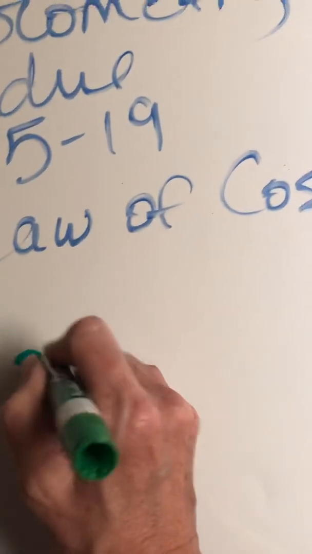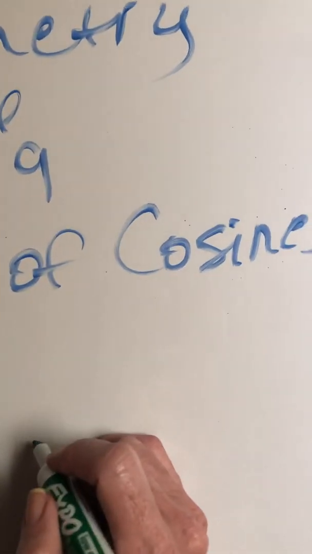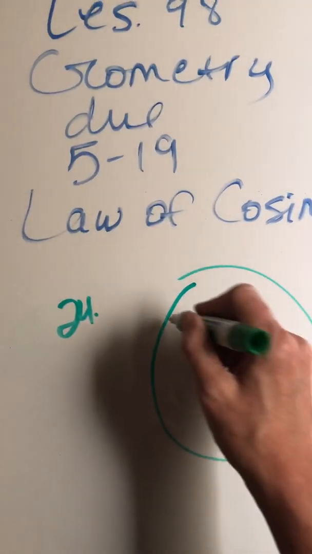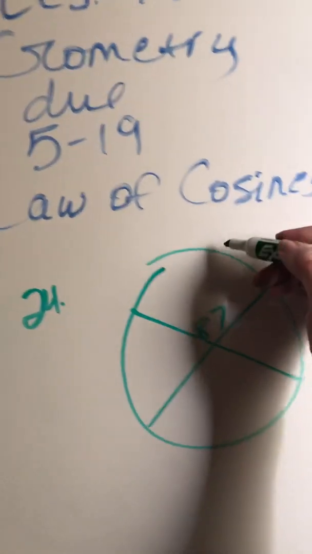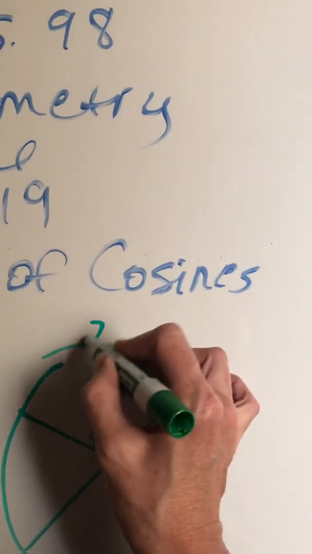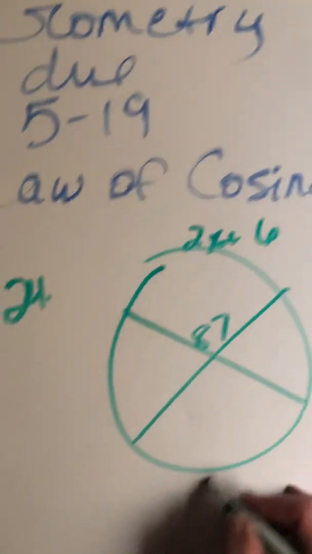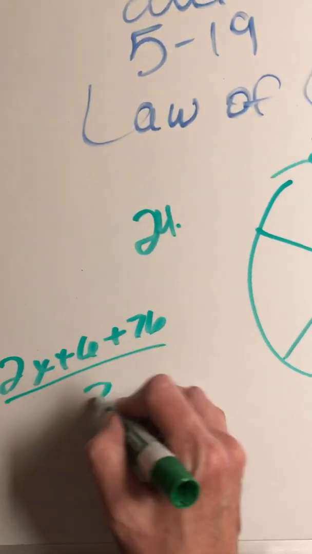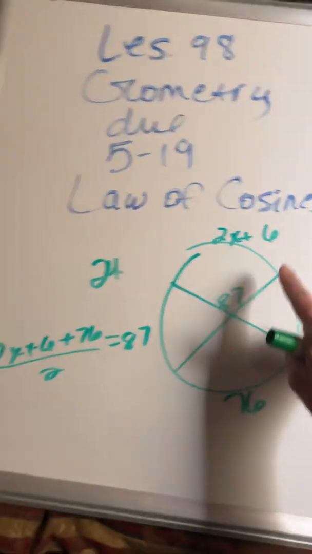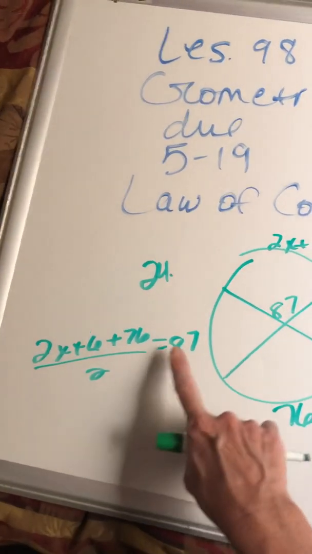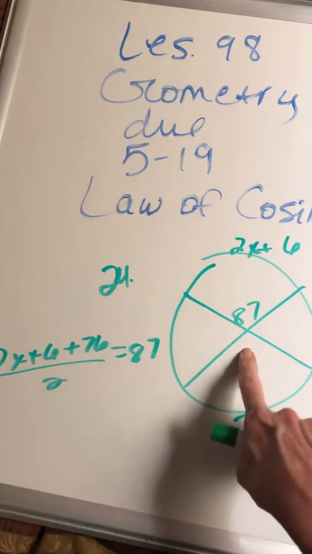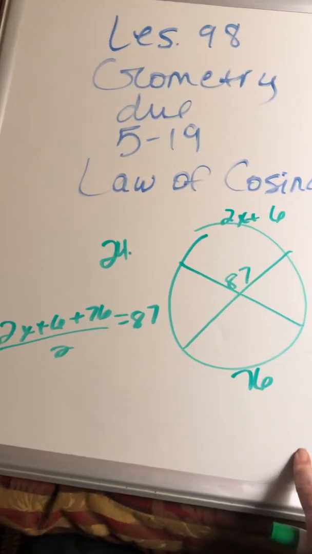And then on 24, you're going to set up an equation. That 87 is real hard to tell where it is. But actually that 87 should be right there at the angle at H. Otherwise you can't work this. So it's 2x plus 6 and it's 76. So you take 2x plus 6 plus 76 divided by 2 equals 87, because you got to take the two arcs, add them, and divide by 2. I kind of put the 87 right here in the middle of the side, and it's not. It should be the angle measure at H. So that's the way you set up 24.